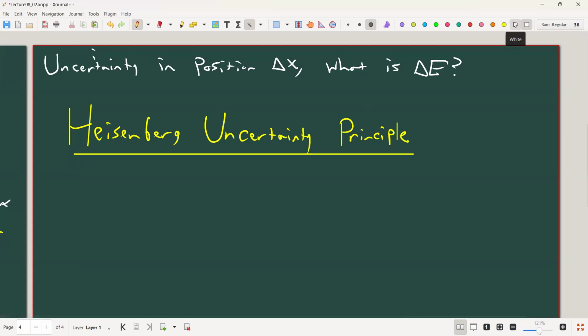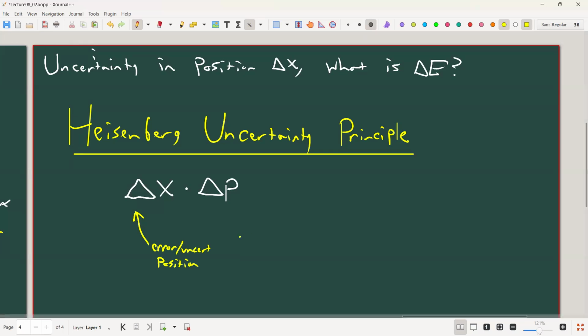There are actually different Heisenberg uncertainty principles, but the one that we really care about here says that the uncertainty in your knowledge of the position times the uncertainty in your knowledge of the momentum. So this is the error, or uncertainty, in position, and this is the uncertainty in momentum.